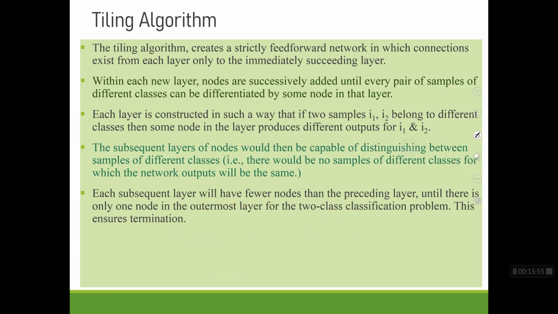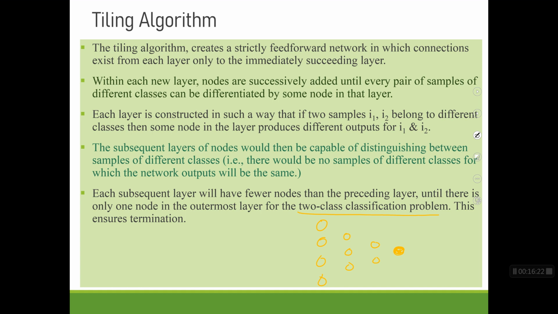Now the next point is that each subsequent layer will have a fewer number of nodes. As we have seen previously, the first layer had more nodes, the second layer will have fewer, the third layer will have fewer, until there is only one node. The final node will provide the classification into the two classes, because this is a two-class classification problem. So the final layer has to be only one node.